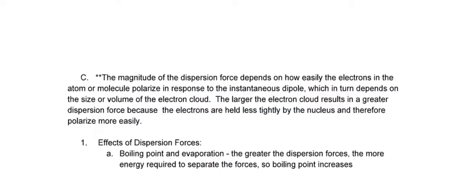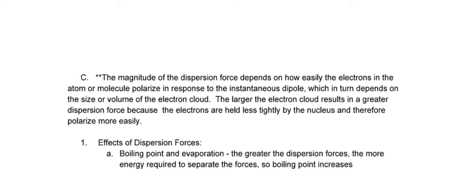The magnitude of dispersion depends on how easily the electrons in the atom or molecule polarize in response to the instantaneous dipole. What I just showed you with the helium is an instantaneous dipole. Instantaneous means it's happening right now. It's not a permanent dipole. It just happens when you get those electrons close enough to each other that there's a shift going on.